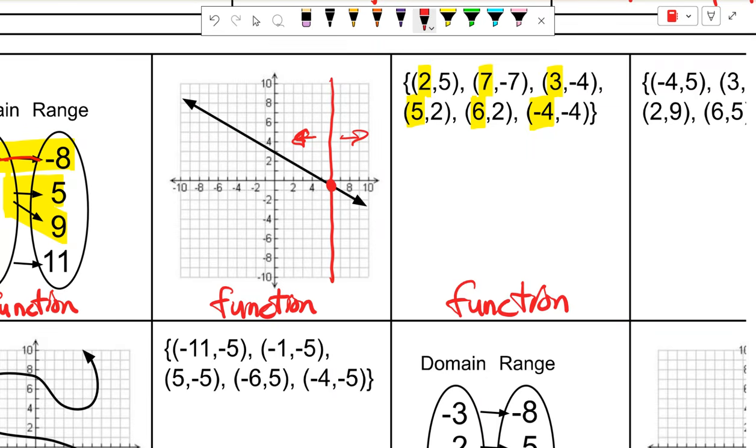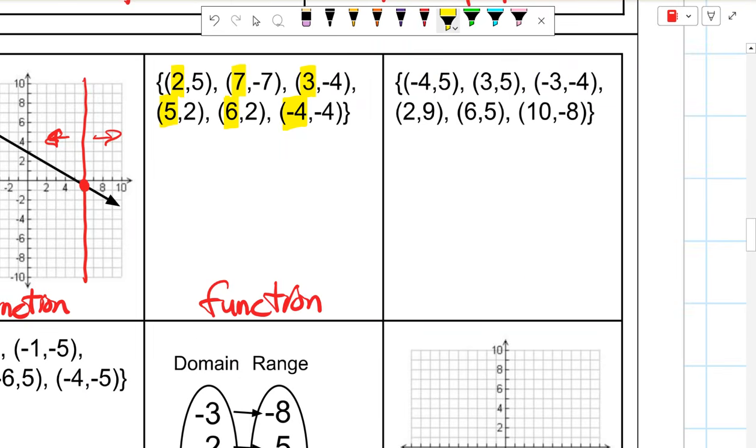Let's try another set of ordered pairs: -4, 3, -3, 2, 6, and 10. There are no repeating x values. So this is a function.